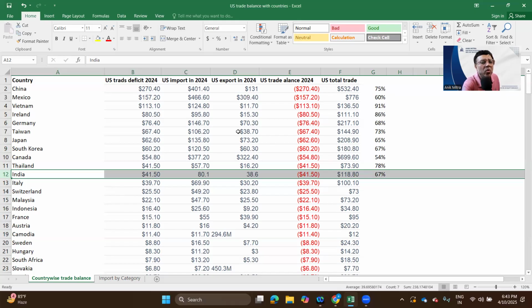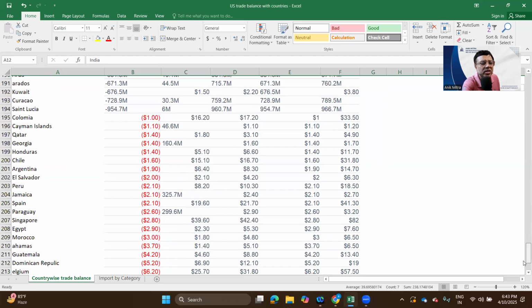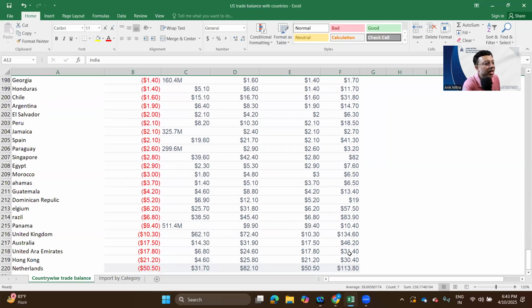And if we go down this particular list, we will find who are in the trade surplus. You'll be very surprised. US has the highest trade surplus with Netherlands, where there is 50 billion US dollars of trade surplus, where US imported 31 billion and exported 82 billion. So how is it possible? Let me tell you. Netherlands is not a great importer in that sense for their own consumption.